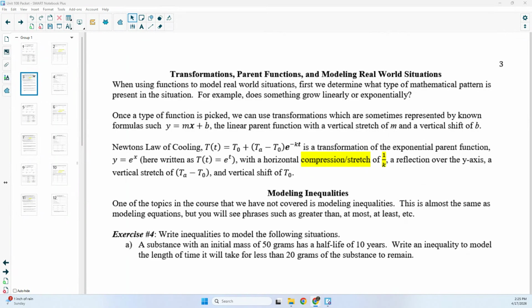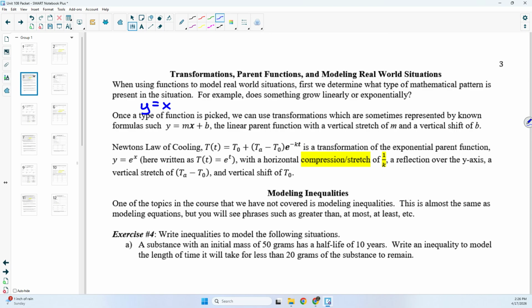Once we pick a type of function, so let's say I picked linear, we can use transformations, which are sometimes represented by known formulas, such as y equals mx plus b, the linear parent function with a vertical stretch of m and a vertical shift of b. So we're going to break that down a little more. So we figure out something's linear, and we have something that's a transformation of y equals x.